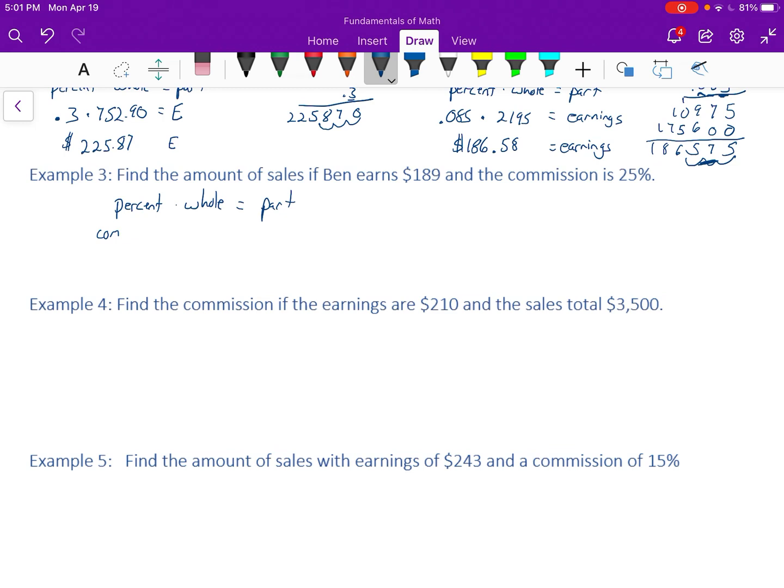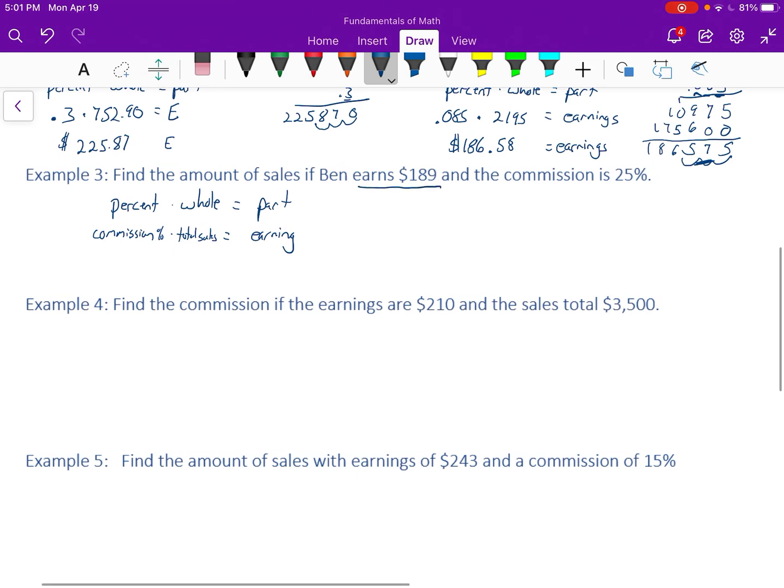We said that's our commission, which is the percent times the total sales, is equal to earnings. Now, we don't have to write that every time, but I wanted you to see this. This time, we have the earnings. So we actually have this number over here, 189. The percent is 25%, and we're trying to find the total sales. Let's use a T.